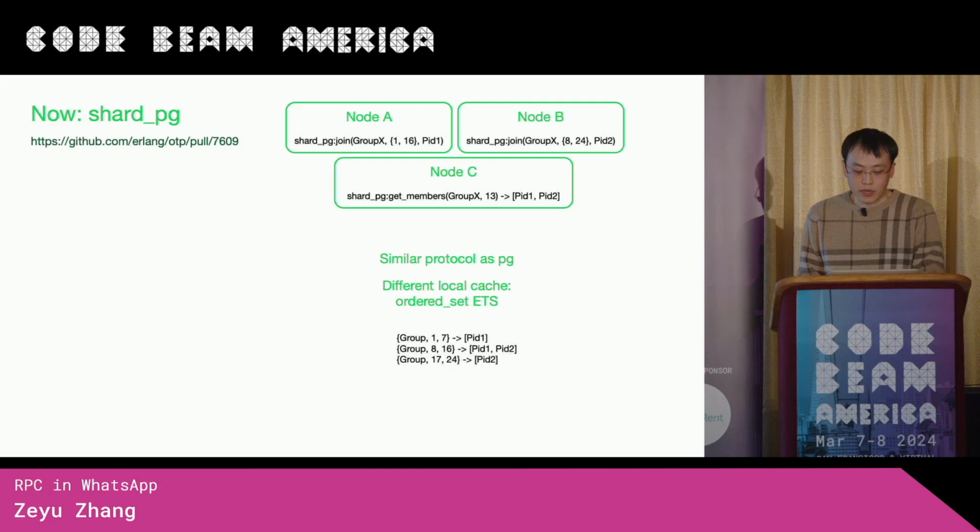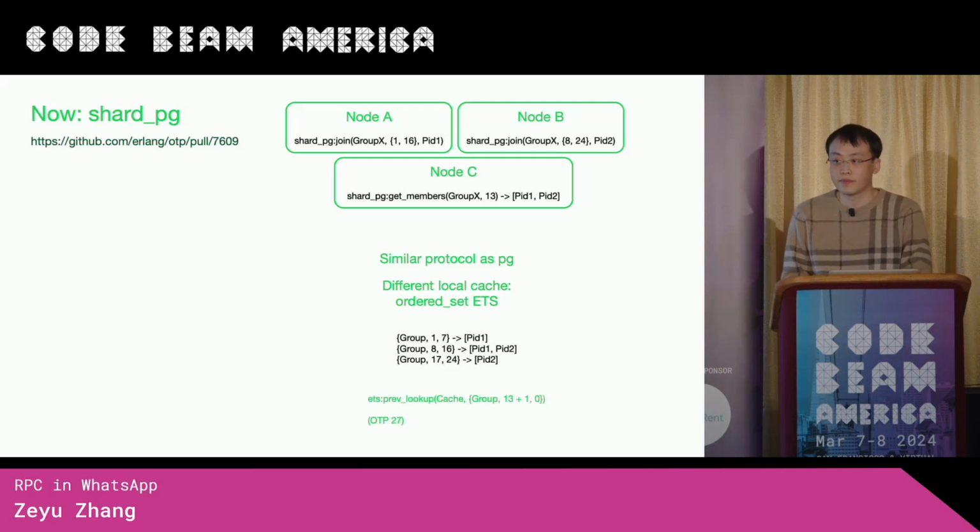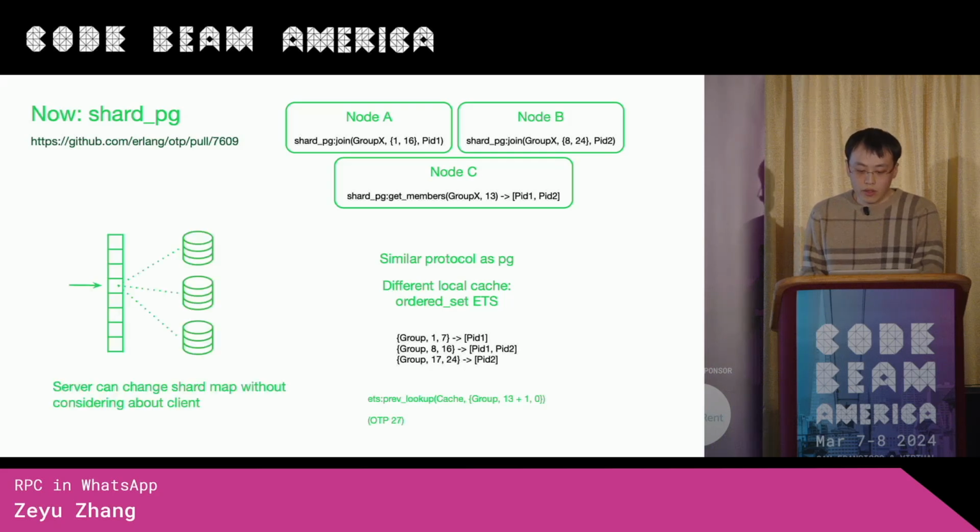This is because we use a local cache, which is an ordered set ETS. And there is some algorithm that makes sure it stores disjoint ranges. So searching for a shard is just an ETS lookup, which is also a feature we added to OTP 27. And now, with all of these, we can move shards arbitrarily on the server side, and there is no need to think about the client at all, because all the required information is propagated through Shard PG. So very, very simple for our service owners.